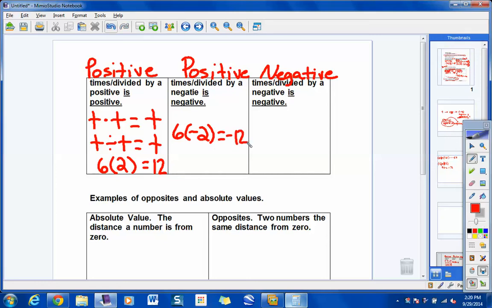Okay, and then the last rule right here. A negative times or divided by another negative will be positive. This is incorrect right here. What do you got to change that to? Positive. Okay, so do that, please.